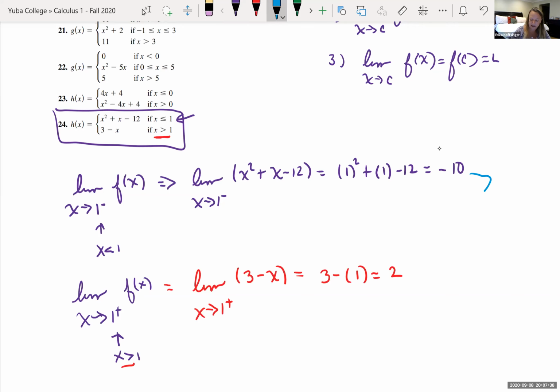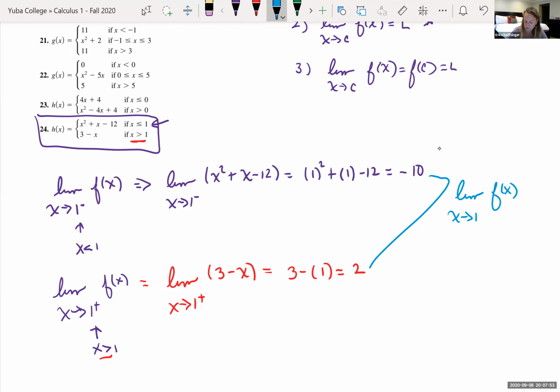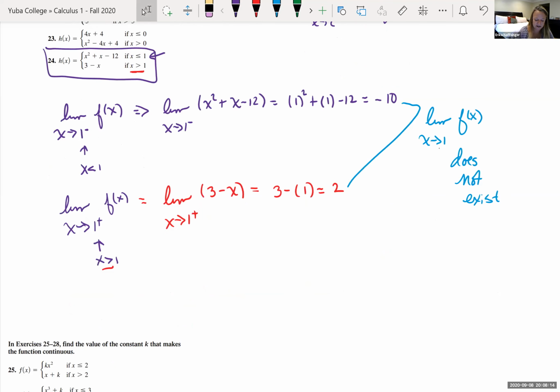So graphically, the left-hand side and the right-hand side are not the same. So the limit as x approaches 1 of f of x does not exist. Right there, that is one of the conditions that fails for it to be continuous at a value. Just so that we can review it, I'm going to change this. It will be easier if I change that little thing to f of x instead of h of x.